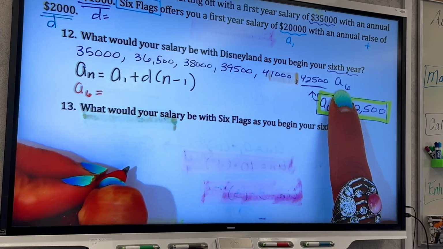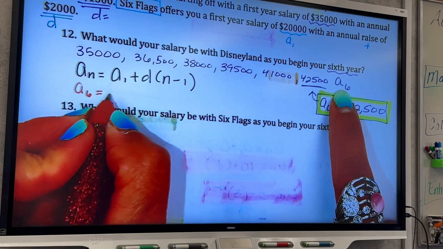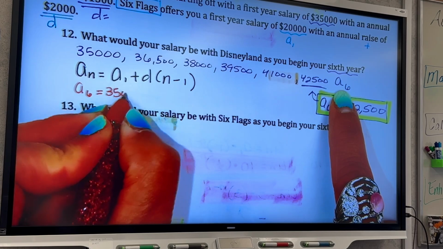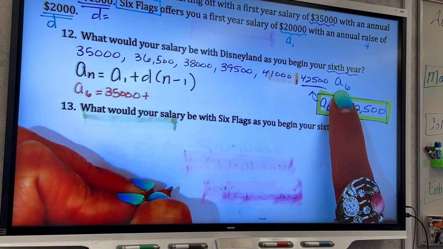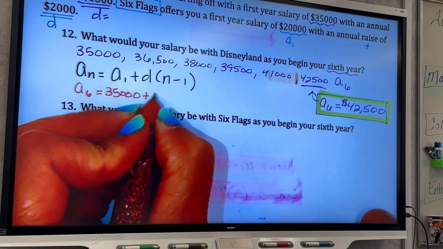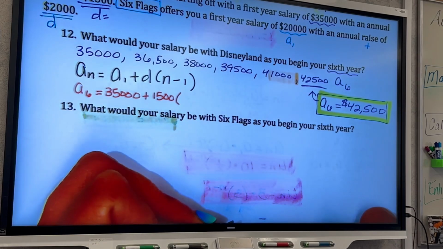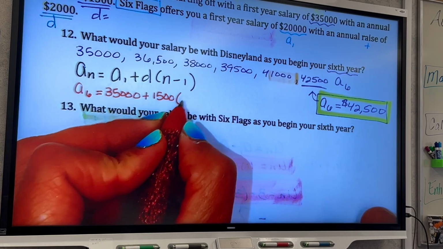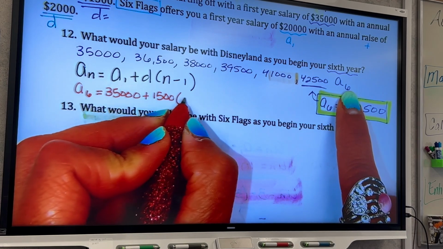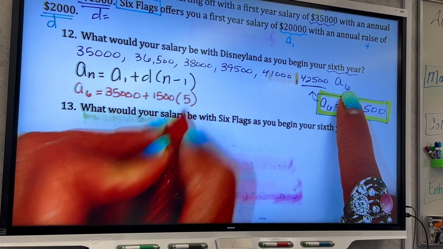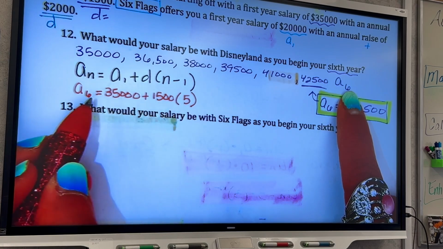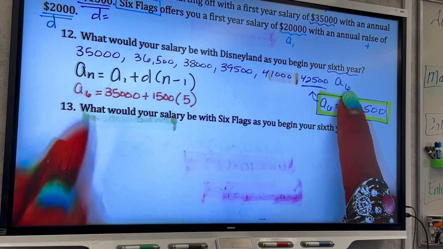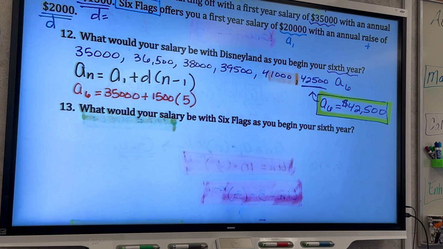The first term of the sequence is what number? 35,000. The common difference is what number? 1500. And then what do I plug in for n again? N minus 6. 6. What is 6 minus 1? 5. Remember, the n minus 1 should always be one number less than the term number you're on, okay? So then it's just 5 times 1500. Oh my gosh, I left my calculator up there. 5 times 1500 plus 35,000. Obviously, it's going to equal 42,500.